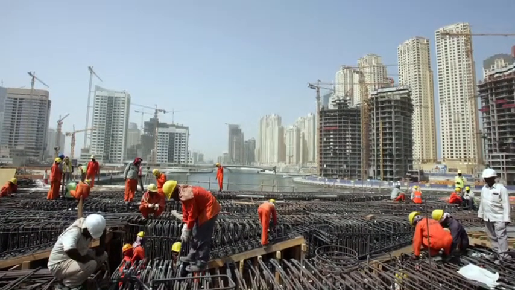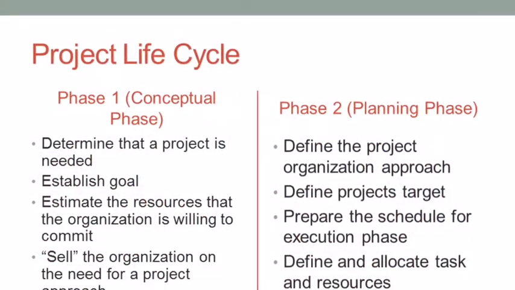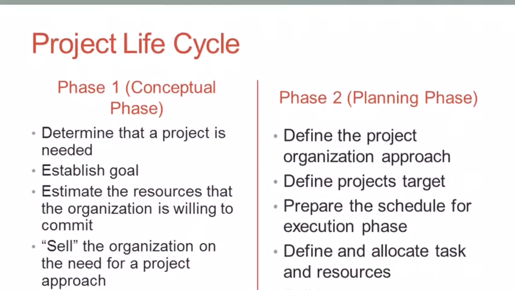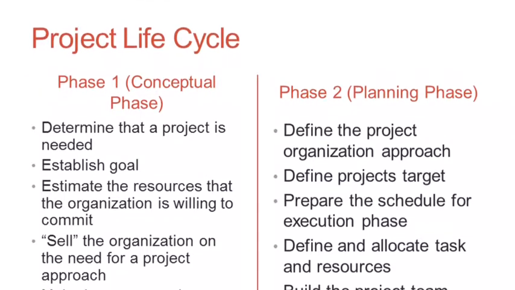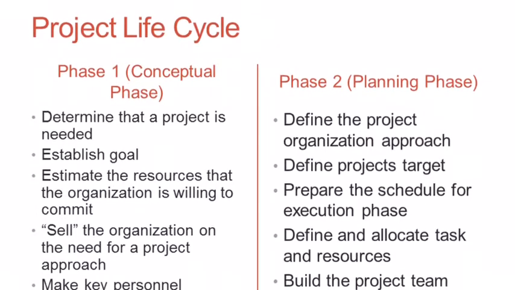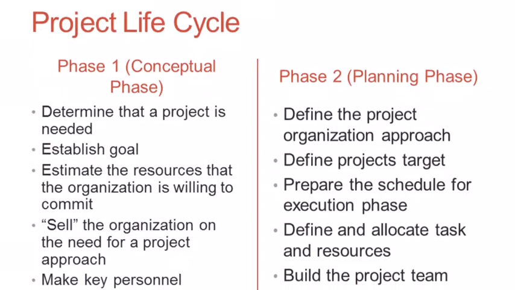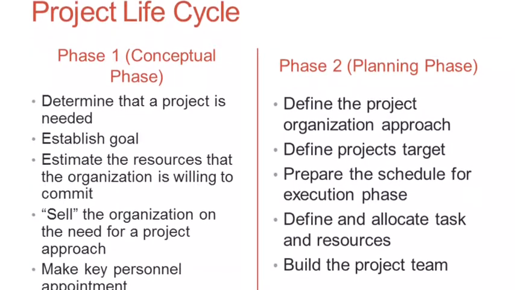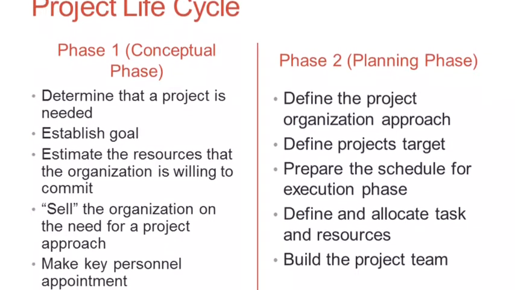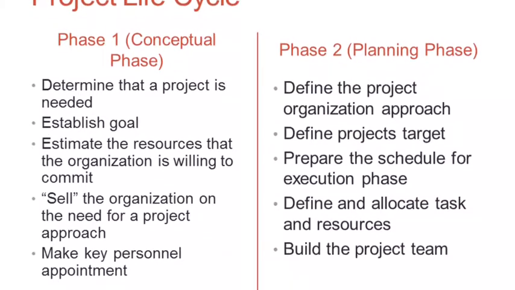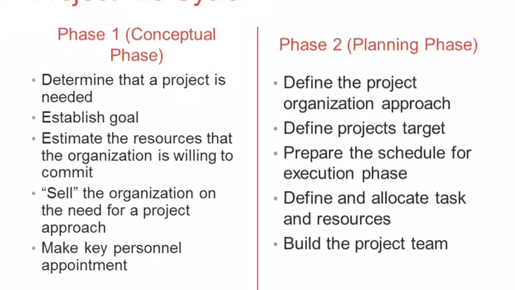Next, project lifecycle. Phase 1 is known as the conceptual phase. This phase determines the project needs and purpose, establishing goals, estimating resources, and confronting key personnel such as architects, engineers, quantity surveyors, and etc. to address any issues and establish a budget. Phase 2 is also known as the planning phase. This phase determines the project organization approach, prepares the schedule for the execution phase, defines and allocates tasks and resources while building a project team.